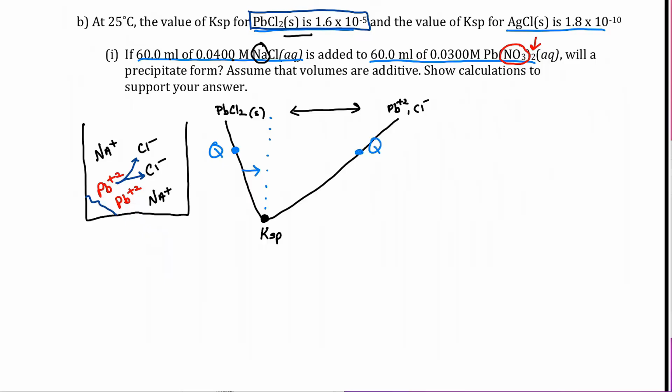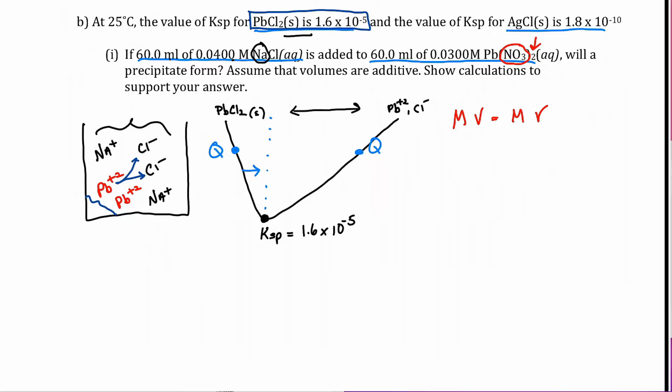And if you're getting confused, we already know the KSP position. The KSP position is equal to 1.6 times 10 to the negative 5. So what we're going to need to know is, when we mix these ions together, what is that snapshot in time for all these ions together? That's going to be your Q. So we're mixing two solutions together, and when you do that, we need to know what the new molarity is. So we're going to have to use the dilution formula. Okay? So the dilution formula is MV equals MV.